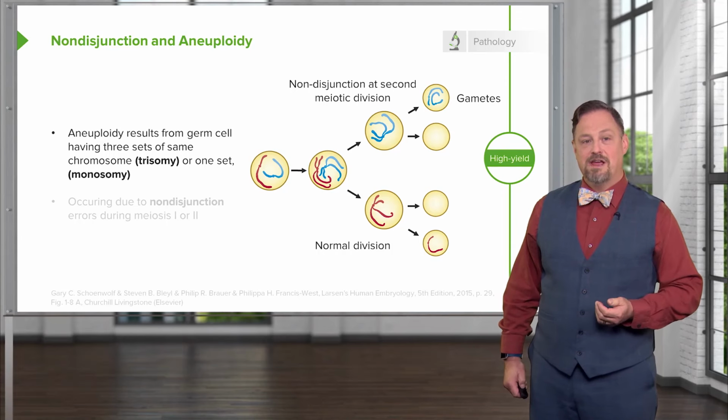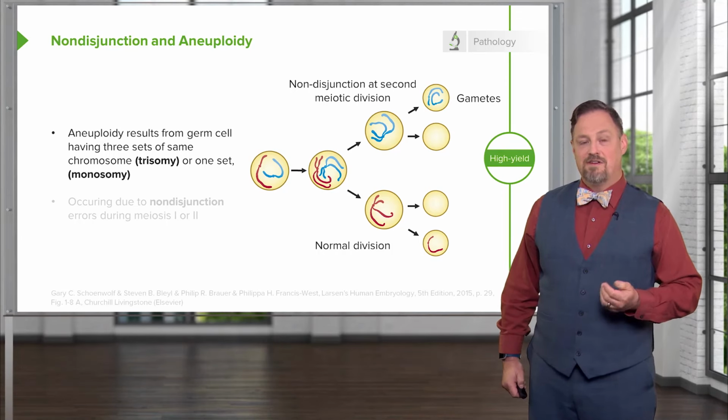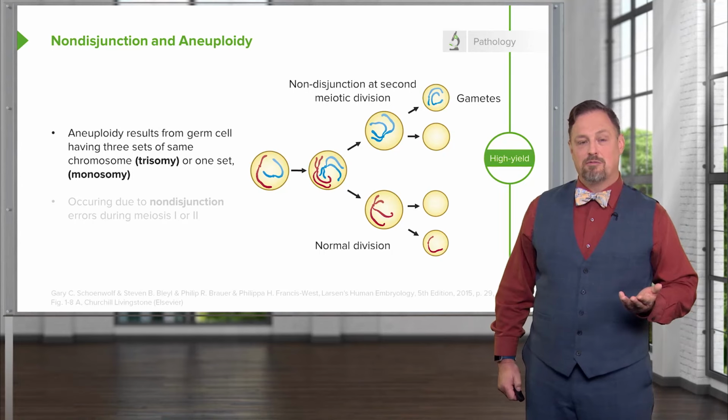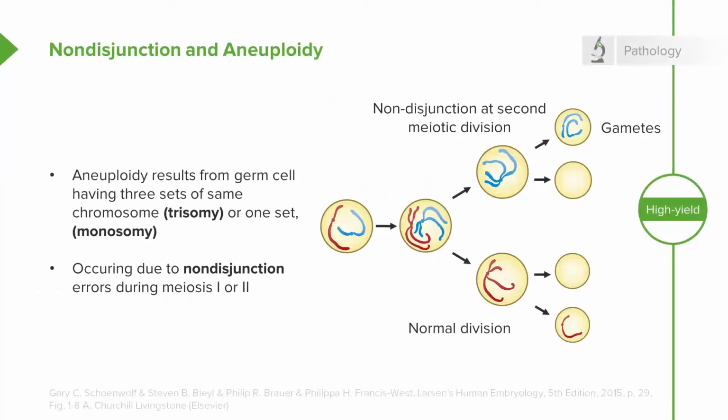In the end, we have either trisomy, where the affected individual will have 3 copies of a chromosome, or monosomy, 1 copy. Nondisjunction events, again, can occur at meiosis 1 or 2, but when these cells combine with another germ cell, we can have it proceed to a clinically detectable state as the embryo and fetus develops.